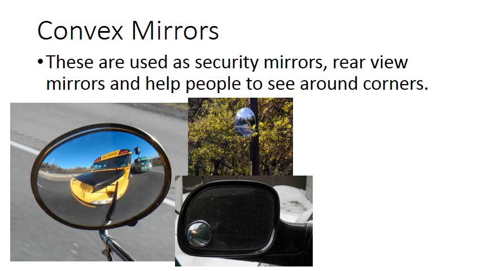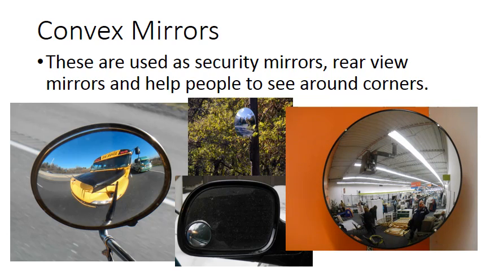You'll often find convex mirrors on rear view mirrors in cars. So that little one there is a little convex mirror, but the mirror itself is actually slightly convex. It makes things seem slightly farther away. And then, of course, there are convex mirrors in stores as security mirrors, so people can see around corners and what everybody's up to.